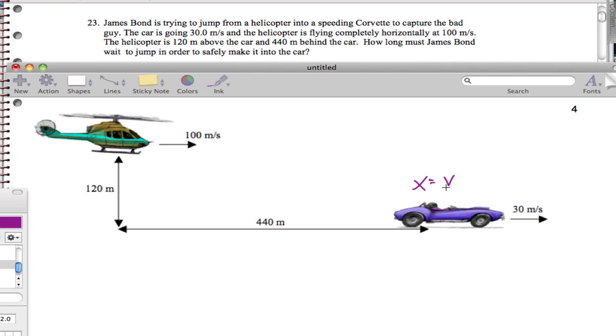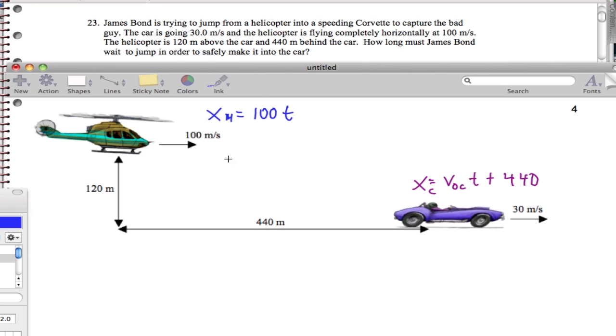So x car equals V naught car T plus 440 meters ahead of the helicopter. And then the helicopter is moving at 100 meters per second. So let's just do the x equation for the helicopter. I'll pick blue. So we have x of the helicopter equals 100t. And James Bond's going to try to somehow dive into this helicopter.